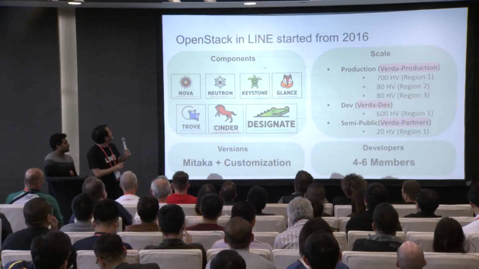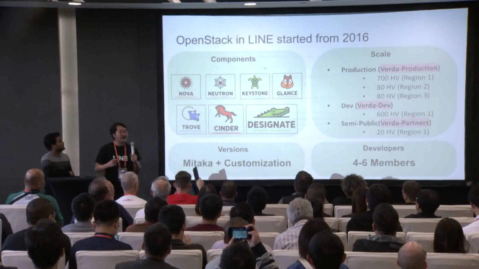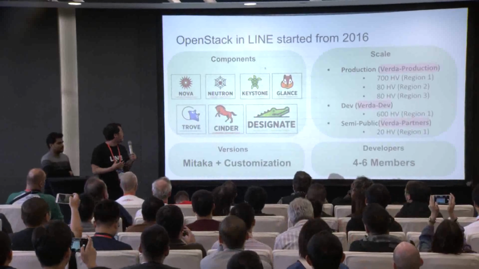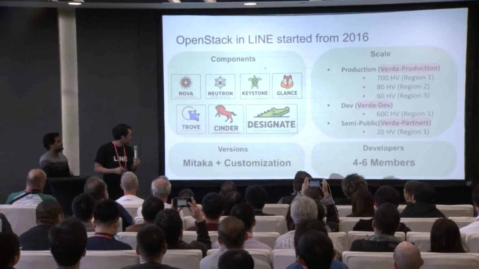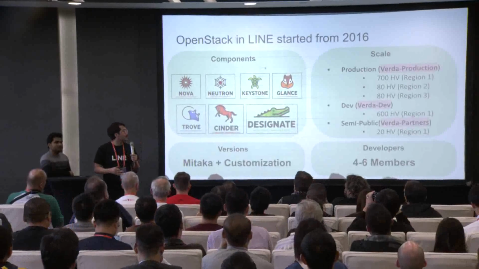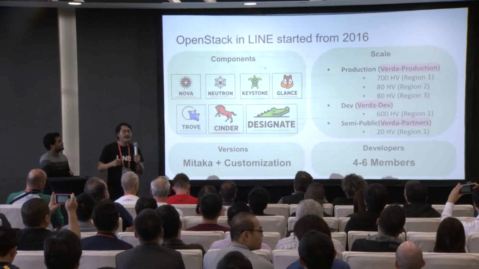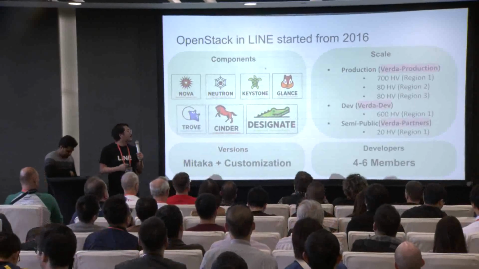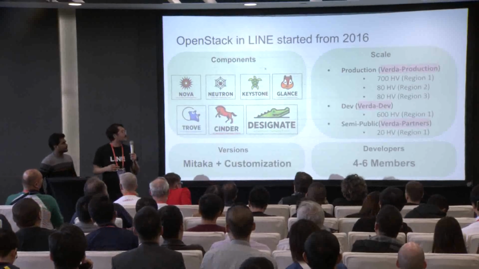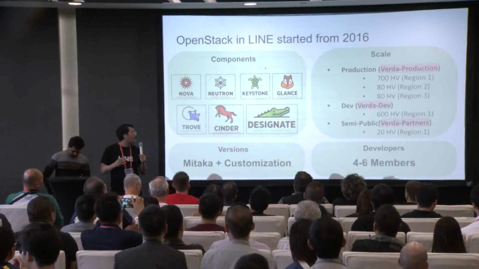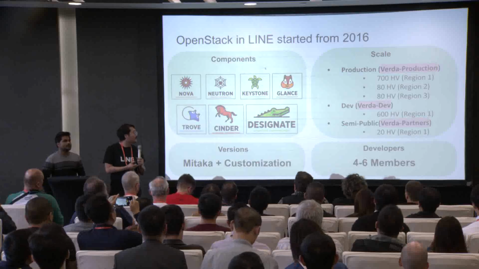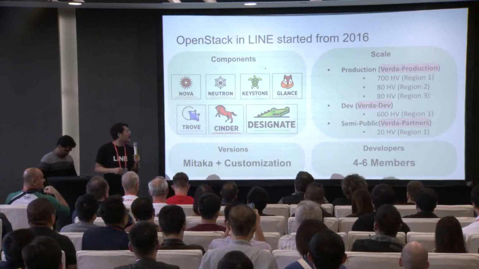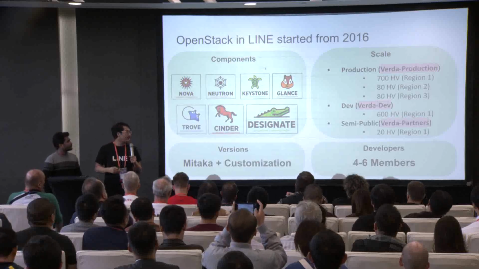And here is the basic information of Line's OpenStack. We are using 7 different components, including the basic components like Nova, Neutron, Keystone, and Glance. We are also using Trove and Designate, with customizations based on the Mitaka version. The rightmost block shows the scale: we have 3 different OpenStack clusters: production, development environment, and semi-public cloud. For the production environment, we are managing about 9,600 hypervisors, and for the dev environment, we have 600 hypervisors. For the semi-public cloud, which we recently started to provide, it is still in an experimental phase, so we have just 20 hypervisors. These 3 OpenStack clusters are managed by 6 OpenStack developers.